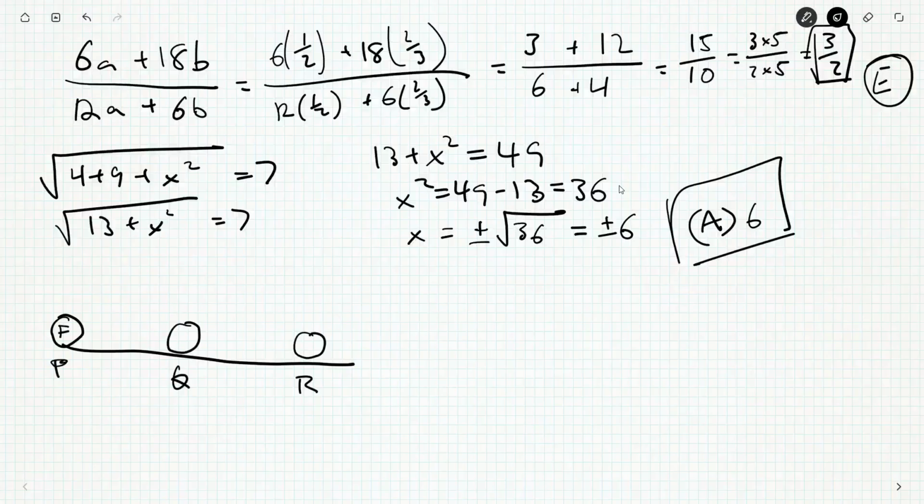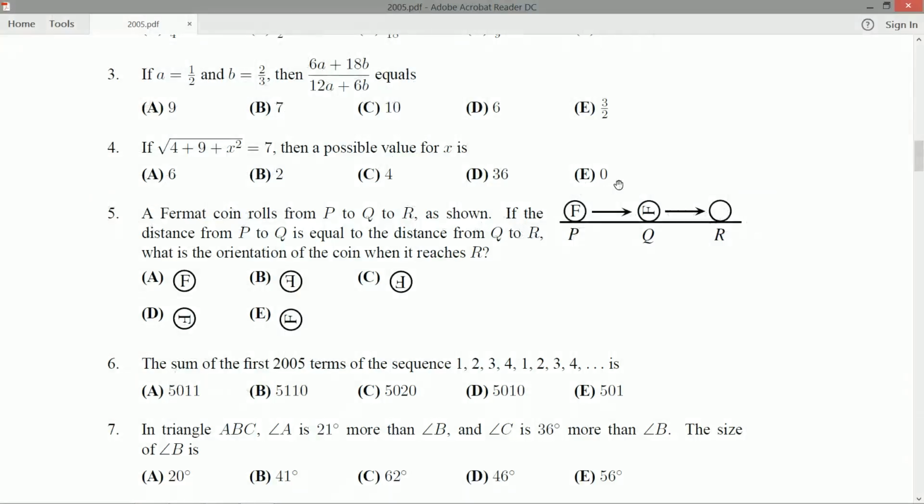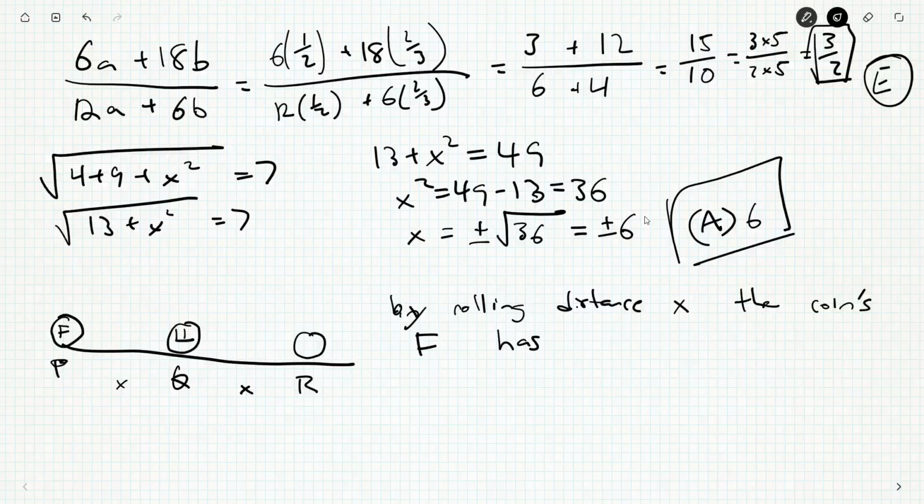Okay, so let's call the common distance here x. So what happens in rolling distance x, or perhaps a little easier way to understand it is by rolling distance x, the coin's F, the F on the coin, has, well, what has it done? It started standing up, and then it's sort of fallen on its back almost. Okay, it's gone back this way by 90 degrees.